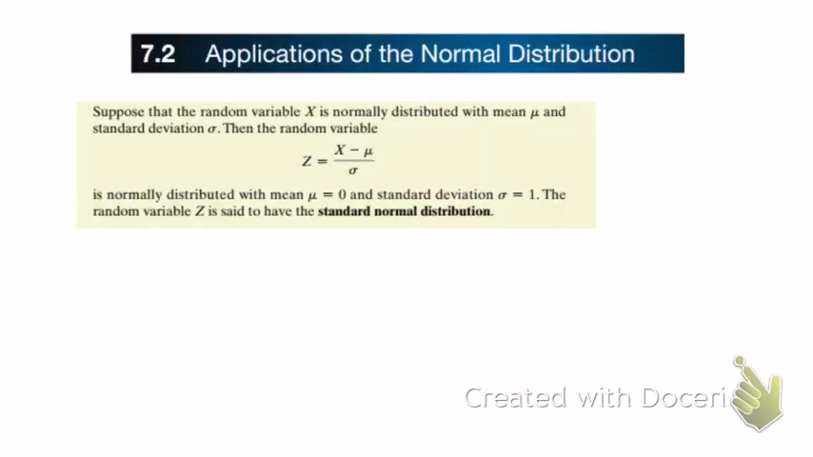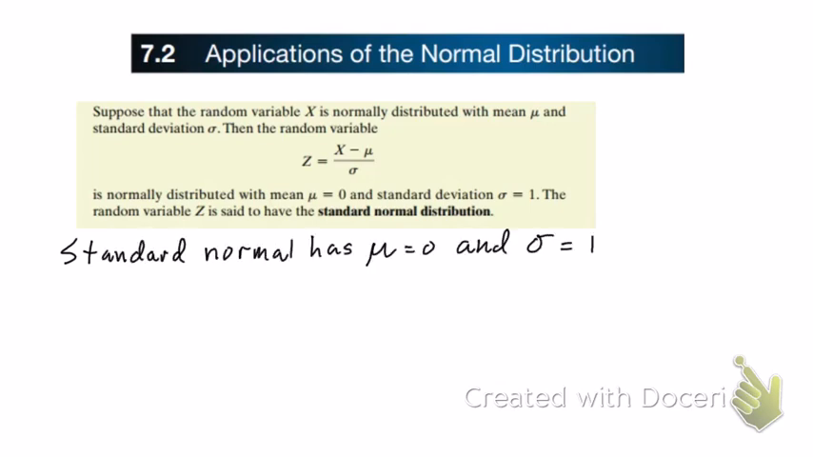7.2 is saying, all right, you've looked at a normal distribution. Let's look at this thing called a standard normal distribution. What makes it special? Two things. It's got a mean of 0 and a standard deviation of 1. That's going to make working with the numbers real easy.